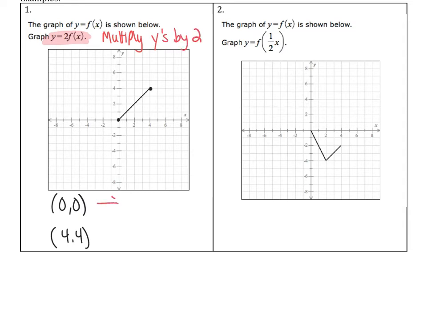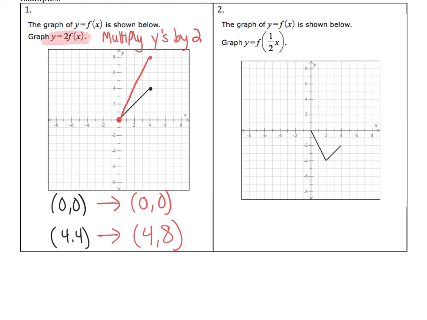So if I do that, 0 times 2 is just 0, so my point stays at 0, 0 here. And then I get 4 times 2, which is 8. So my new point is going to be 4, 8. So I plot a point at 0, 0, and then I plot a point at 4, 8, and then I draw my line. That is what that one looks like.